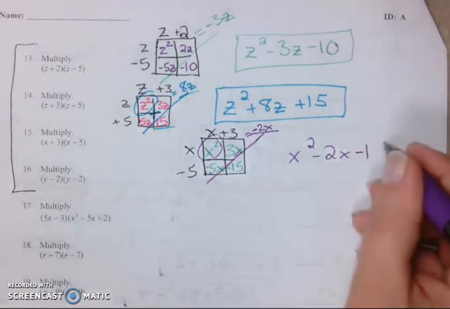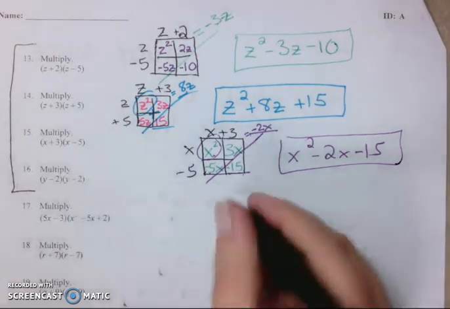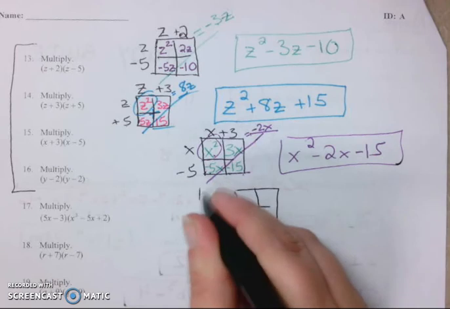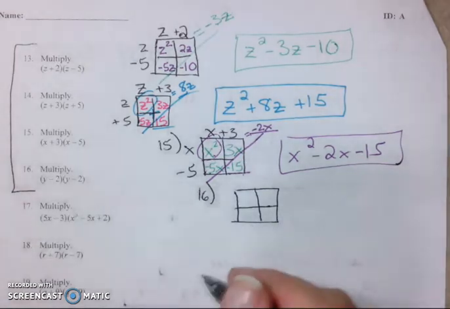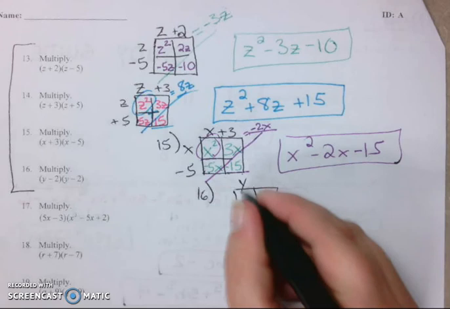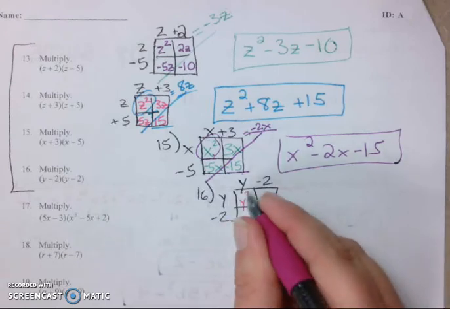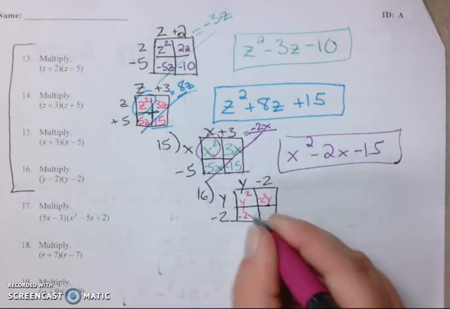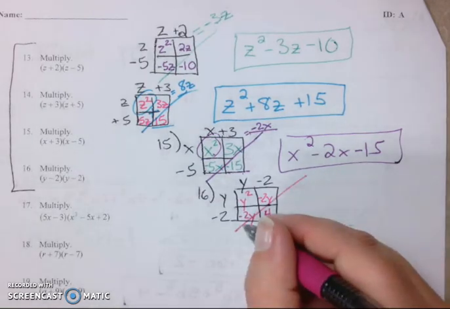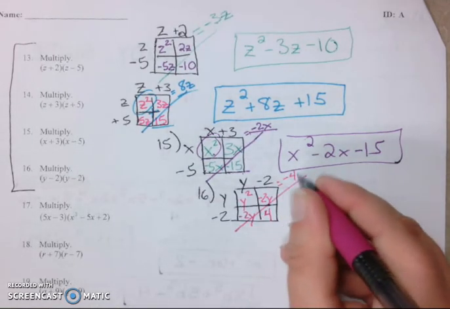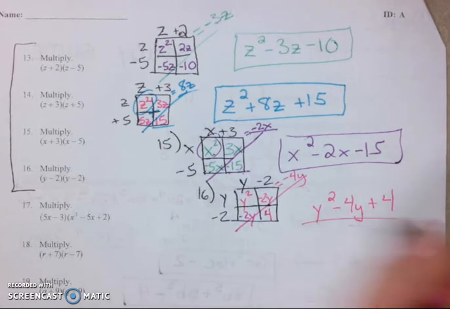I write these all in order. It's always here, here, here. There's our answer. Okay, number 16. I don't have enough room on here. Alright, so we have y negative 2, y negative 2. Okay, careful with the negatives here. So here we're going to get y squared, negative 2y, negative 2y. Here, negative 2 times negative 2 is positive 4. Add these together, it's not 0. Negative 2 plus negative 2 is negative 4y. So y squared minus 4y plus 4 for number 16.